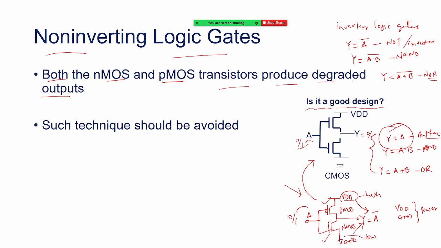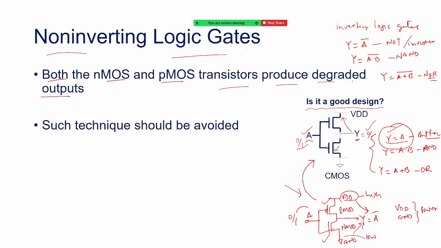Can you see that? When A is at logic 0, the bottom transistor is switched on and Y is connected to logic 0. So it is this one. When A is equal to 1, the upper transistor is switched on, the bottom is switched off, and Y gets connected to VDD. So whatever appears at A, based on the combination, I get Y equal to A, not A bar. Okay, so this is how I am able to invert, not invert.